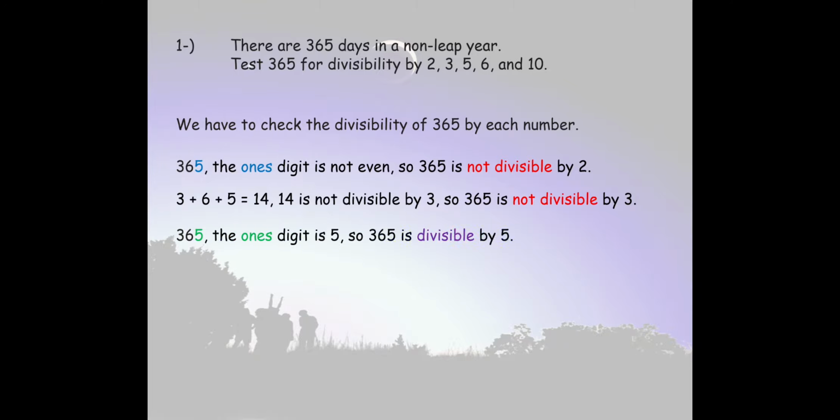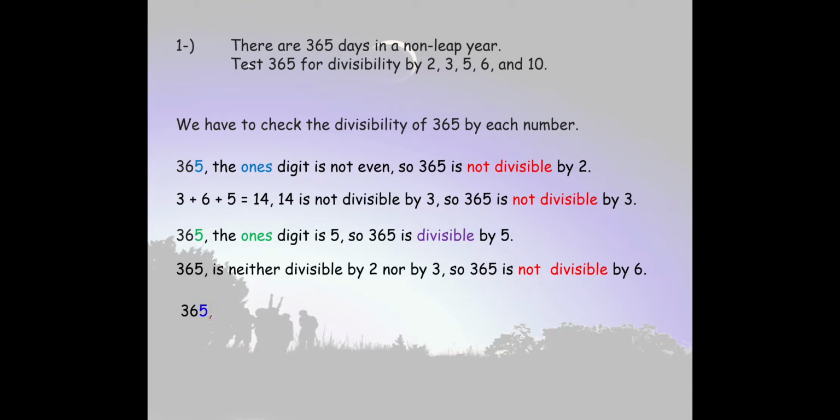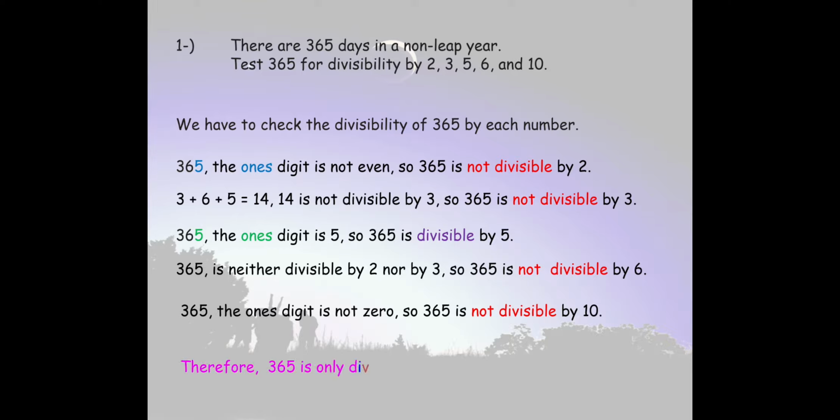365. The ones digit is 5, so 365 is divisible by 5. 365 is neither divisible by 2 nor by 3, so 365 is not divisible by 6. 365. The ones digit is not 0, so 365 is not divisible by 10. Sorry, 10. Therefore, 365 is divisible only by 5 among the numbers above.